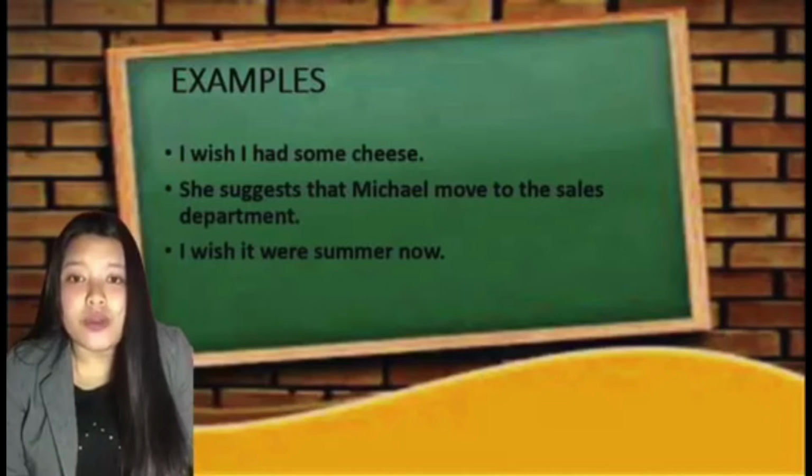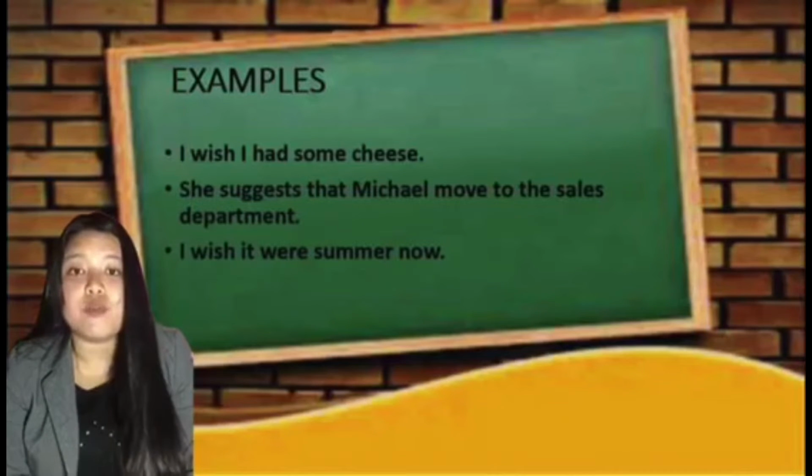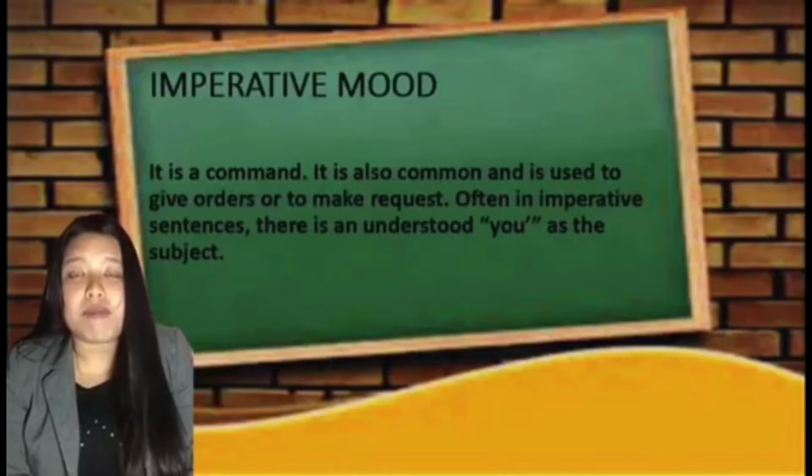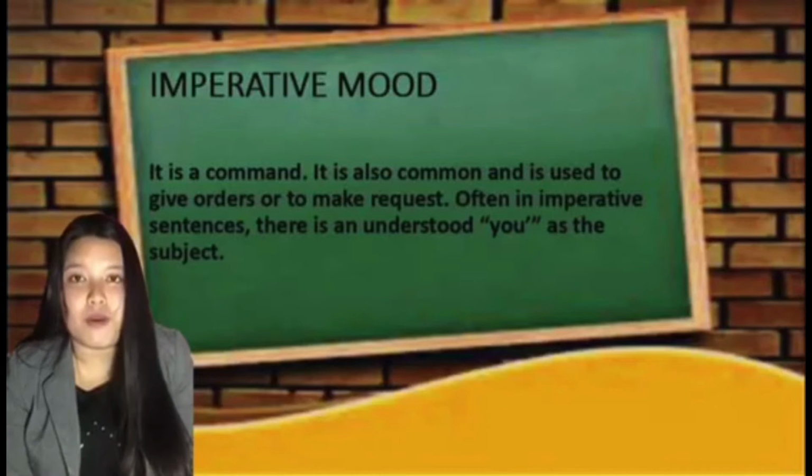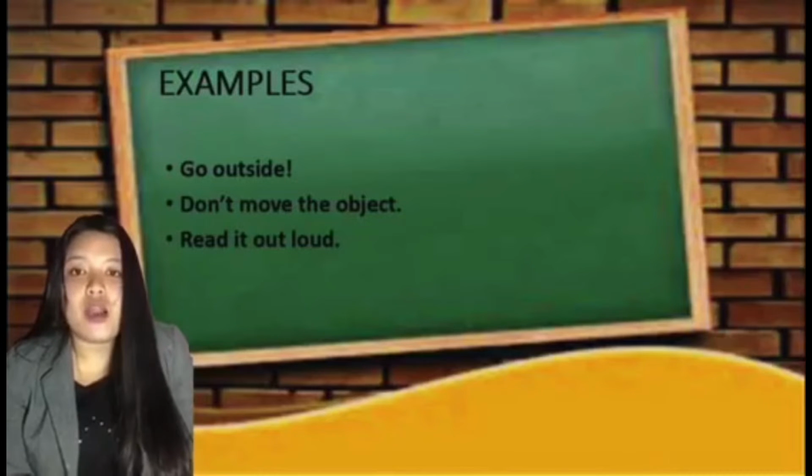So we are now going to the third and last mode that we need to tackle, and that would be the imperative mode. Imperative mode is a command, and it is also common and is used to give orders or to make requests. Often in imperative sentences, there is an understood you as the subject. So I prepared also three examples of the imperative mode. The first one is go ahead. Second one is don't move the object. The last example is read it out loud.